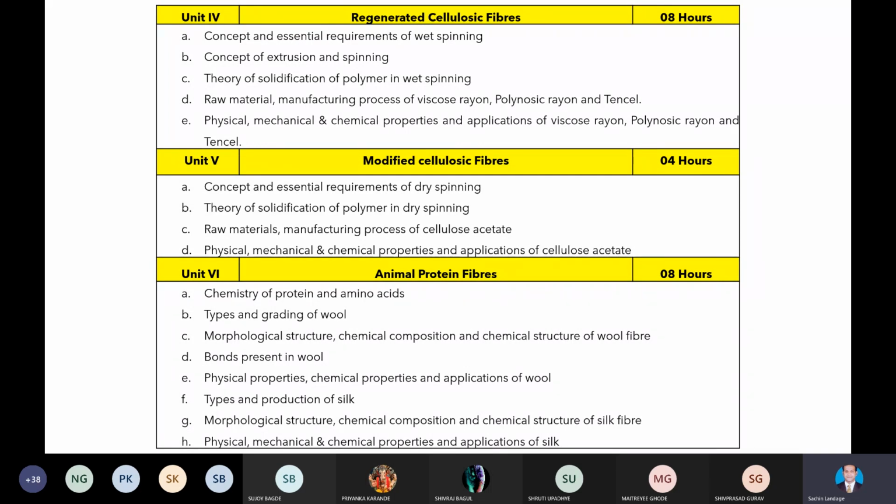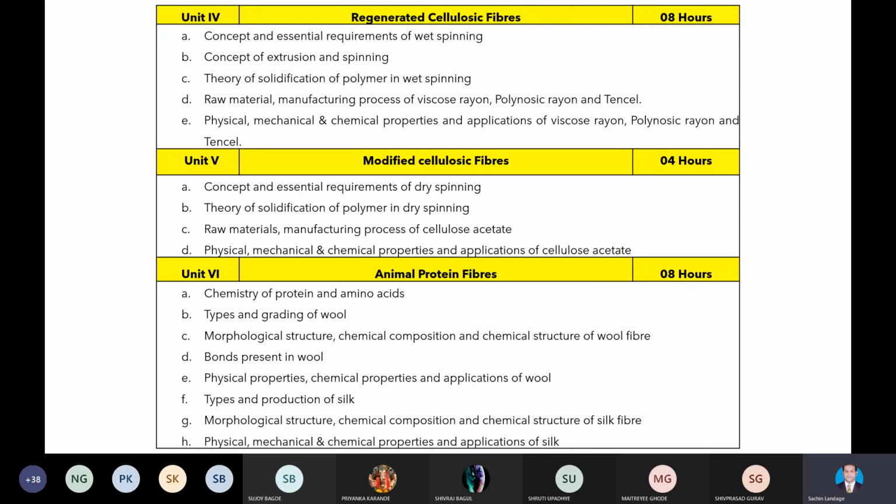Next, in Unit 5, we are going to study the modified cellulose fibers. That means what modification we are going to do, we will study over there. So here we are going to study the concept and the essential requirements of dry spinning. What is dry spinning, how it is carried out, all these things we will study. Next is the theory of solidification of polymer in dry spinning, that we are going to study.